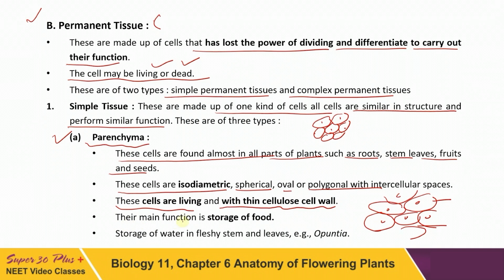The main function of parenchyma is storage of food, and storage of water in fleshy stems and leaves, as in the case of opuntia. You know the opuntia plant is like this. It is a cactus. The parenchymatous tissue will store the water. See more detail of this parenchyma.